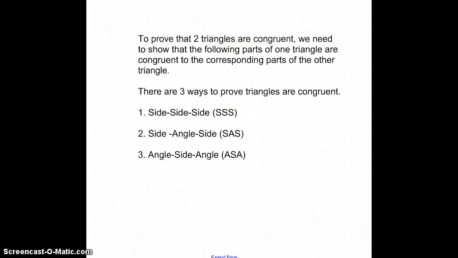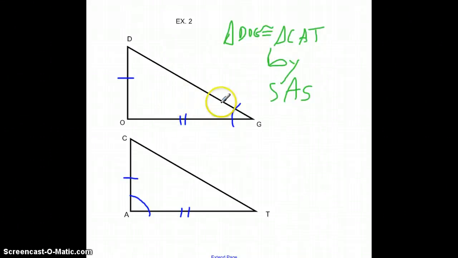If you go back to your definition, it has to be the following parts of one triangle are congruent to the corresponding parts of the other triangle. So if we have it set up like this, G does not correspond with A, even though they may be equal, which certainly in this case it does not look. But let's just say they were actually equal. They're not corresponding sides. Let's take it a step further.